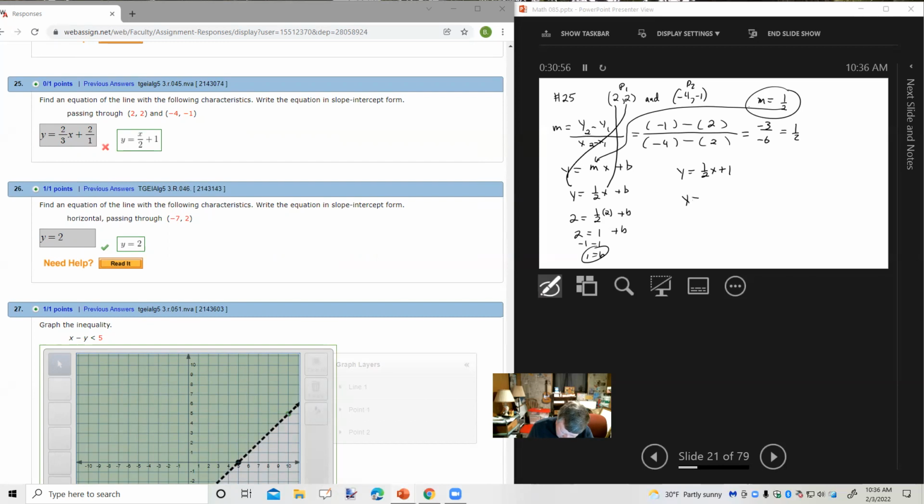They have it written this way, y = x/2 + 1. Oops, that looks like an x. It's supposed to be a y. Anyway, those are the same thing. Any questions on number 25?